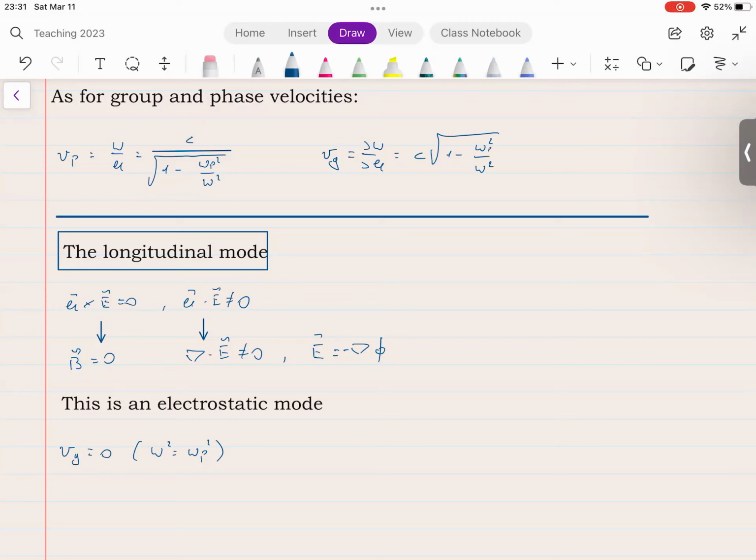Let me put this in writing, and you can convince yourselves that this is indeed the plasma wave we have already discussed.